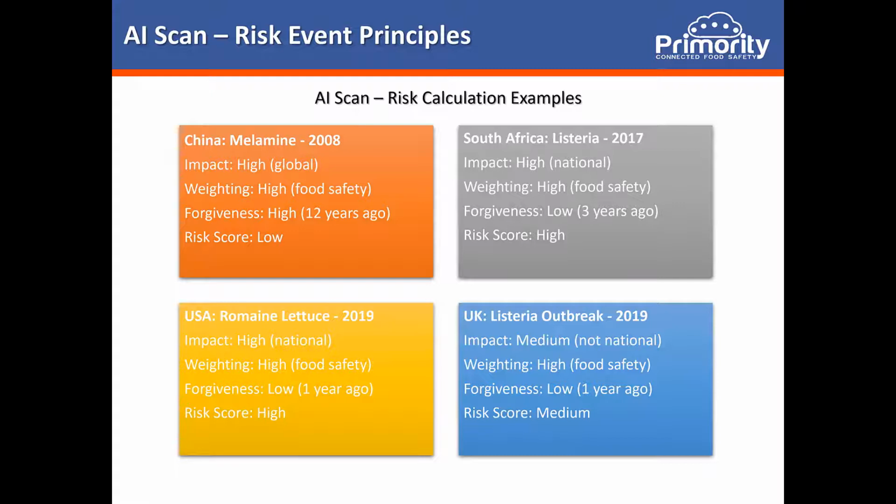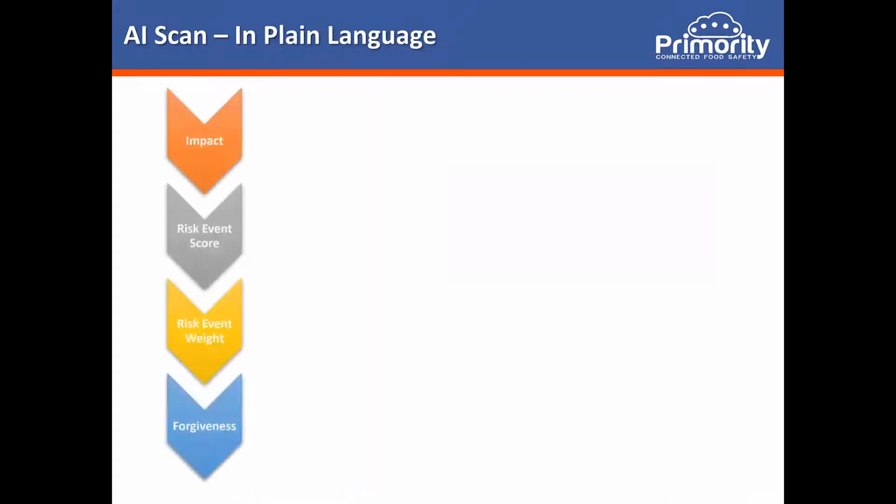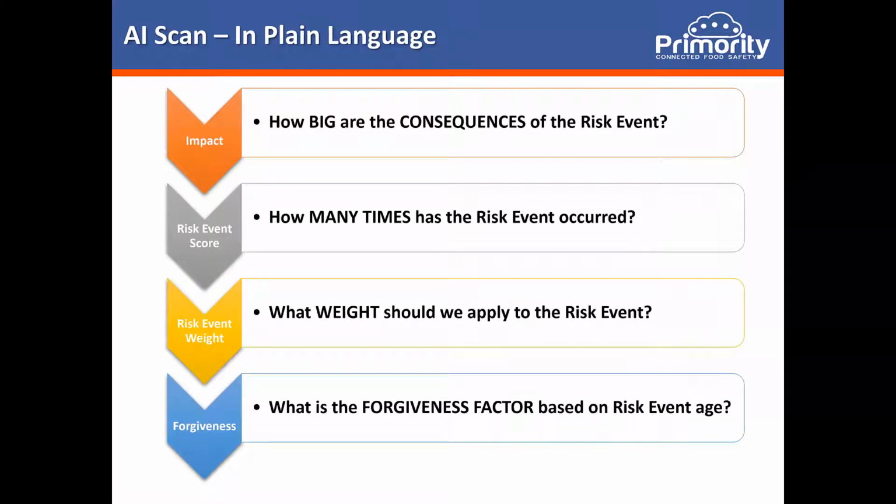Similar principle with the listeria outbreak in South Africa. The impact of that was high, but it was at a national level. It didn't affect very many, if any, outside of South Africa. Very high food safety impact. A lot of people were dying. Over 200 people died. Forgiveness is low because it was only, well, 3-4 years ago now, and therefore the risk score is high. So there's a way of measuring that. I think you get the idea. Using this type of approach potentially helps us make sense of things that happen in our supply chain. So I've been through some of this already, but this is a summary of how we're going to go about measuring the impact of events.